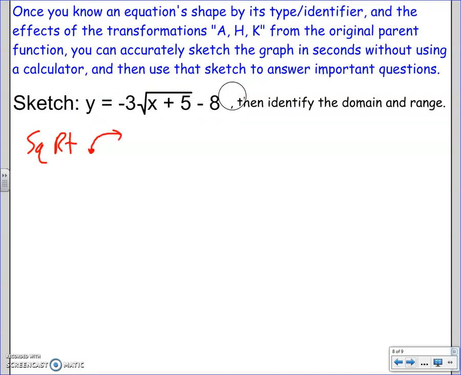Next we're going to go in order. I see this -3. That's our a. The negative makes it reflect over the x-axis. That's the correct word. That just means it's upside down. This 3 is more than 1, so it's going to be a vertical stretch by a factor of 3.